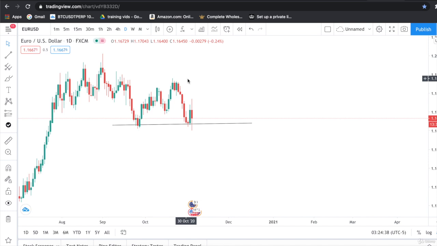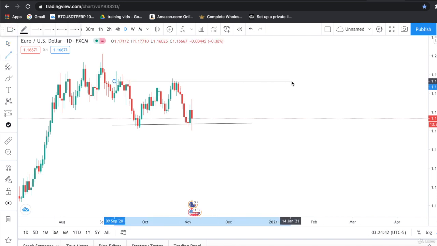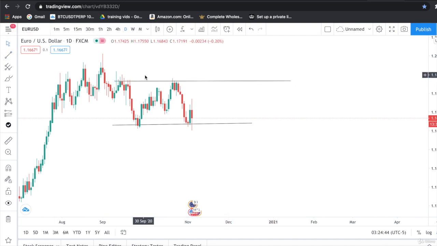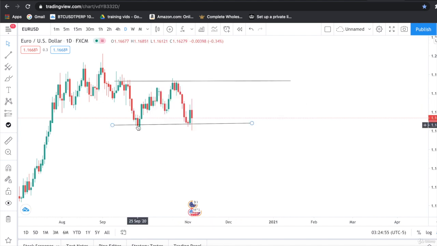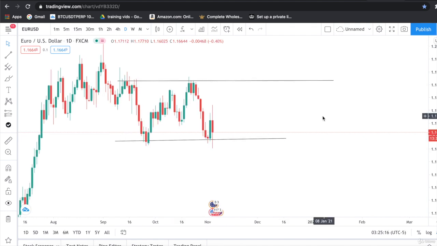Let's draw the resistance zone. This is our resistance zone. As you can see clearly, perfect. See, the price went up, got rejected, went up, got rejected, then dropped. Here it got its support zone, bounced back from here, again got multiple taps overhead and got rejected. This is the daily time frame chart. This seems a perfect opportunity to buy and sell around over here.